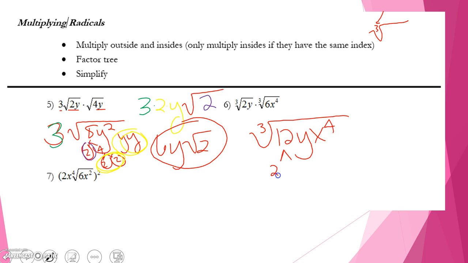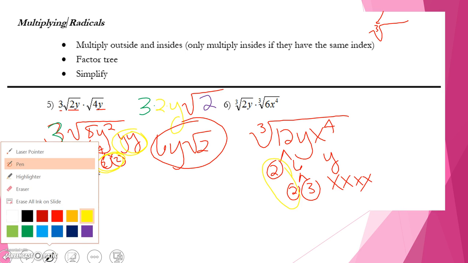So I'm going to break it down. 2 goes into it 6 times. 2 goes into that 3 times. Y, and I have 4 x's. So I have a double 2, or actually no, I'm sorry, I already messed it up. It's supposed to be a triplet.